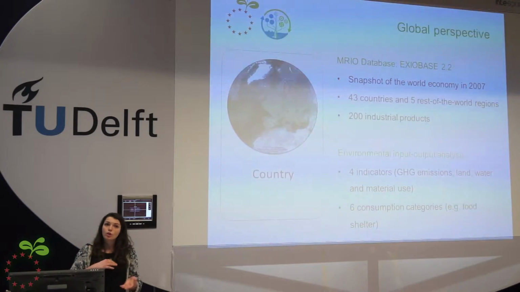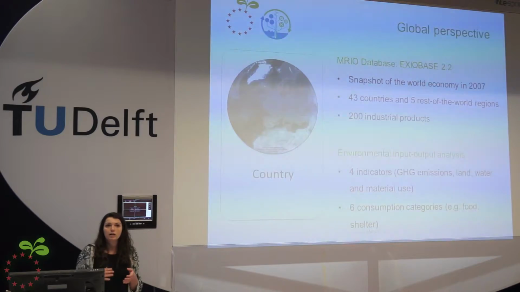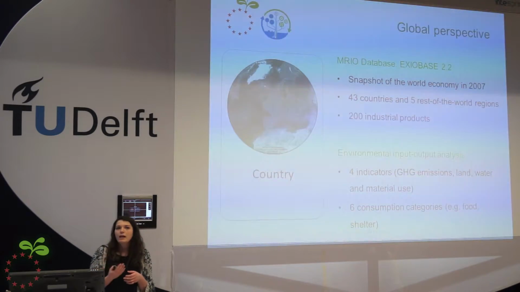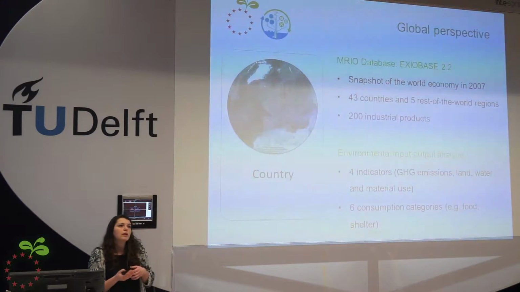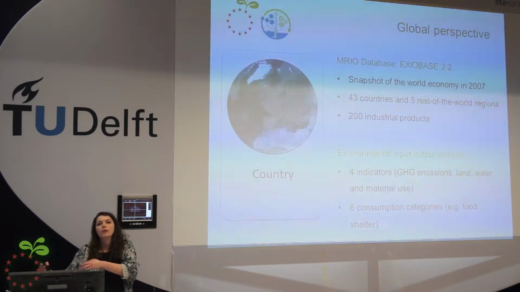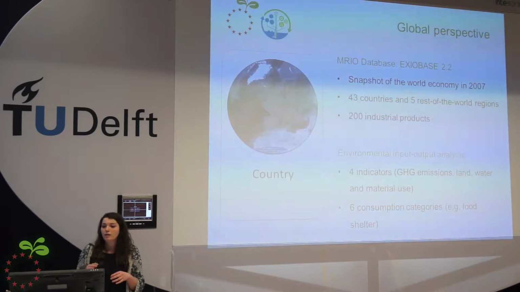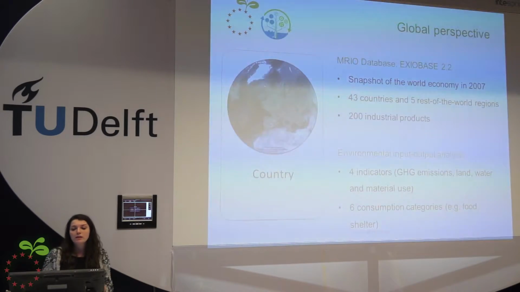But in addition to all these economic input-output accounts, we had environmental detail, very high environmental detail. So we could really tell, for example, what are the emissions that are associated with the production of a certain product that then gets exported and ends up at a completely different point of the world. And then we had an overview of 43 different countries and 5 rest of the world regions, and the product detail was up to 200 products.